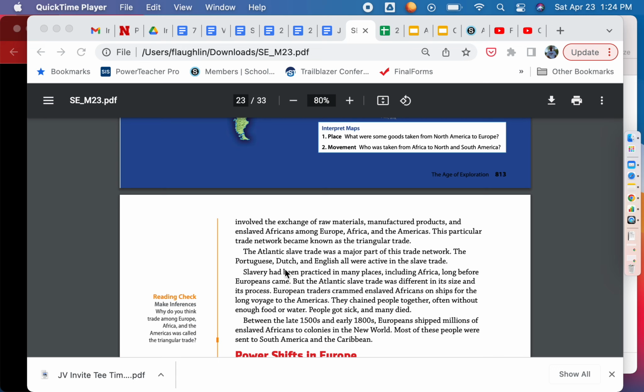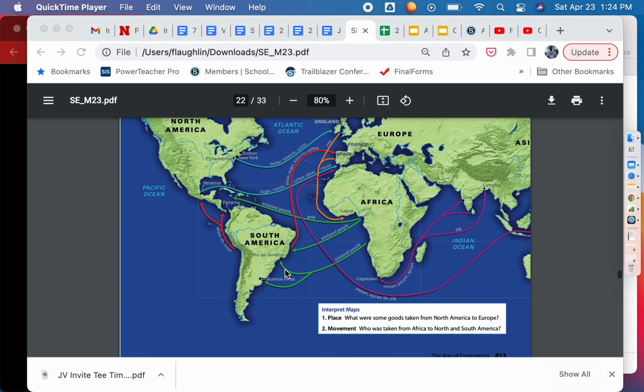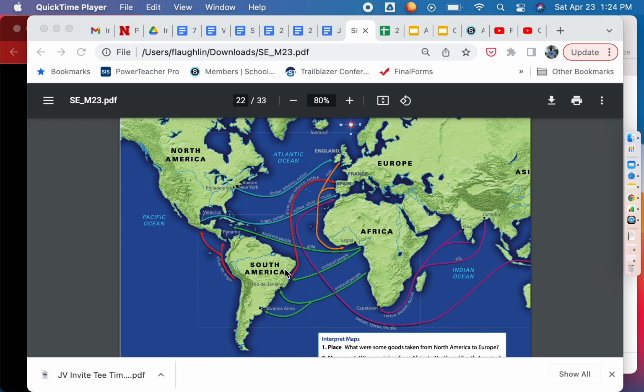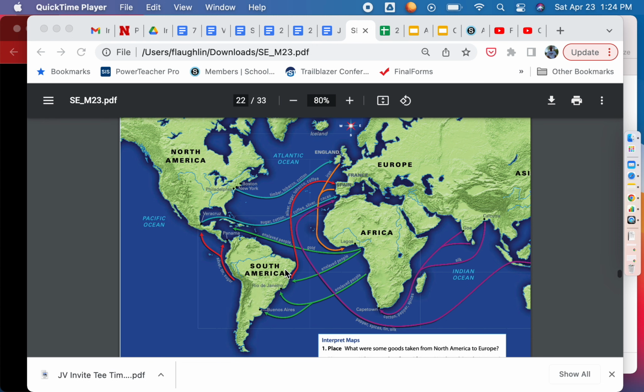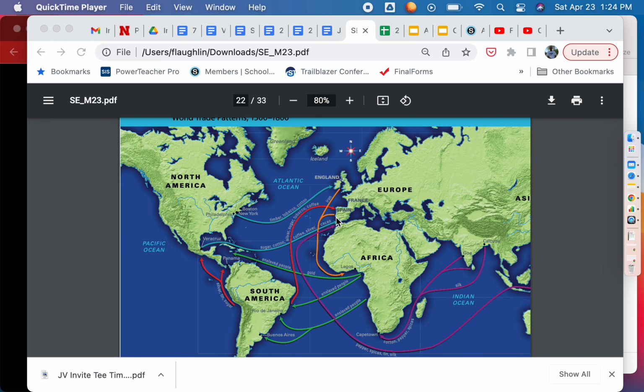Okay. Now, the Atlantic slave trade was a major part of this trade network. The Portuguese, the Dutch, and the English were all active in this slave trade. Remember, Portugal's right here. The Dutch are going to be right up in this area, and then right here, of course, is your England. Slavery had been practiced in many places, including Africa, long before Europeans came. But the Atlantic slave trade was different in its size and in its process.